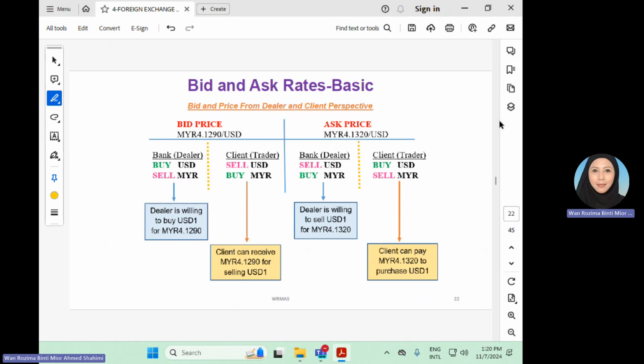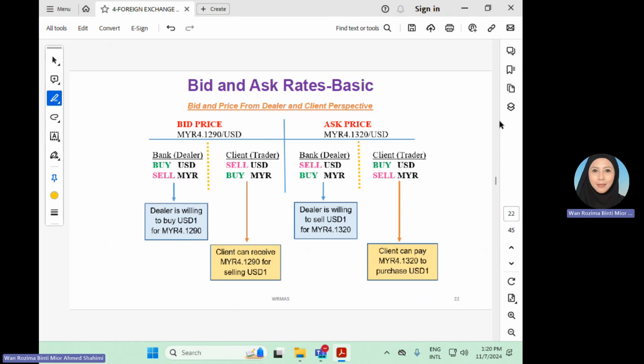So first, I take this example for Malaysian ringgit 4.1290 against USD, and this one is the bid price. After that you get the ask price 4.1330. As you can see, the bid price is usually lower than the ask price. Bid is the price that you're willing to buy at, ask is the price that you're willing to sell at. Once you understand that, bid, buy; ask, sell.